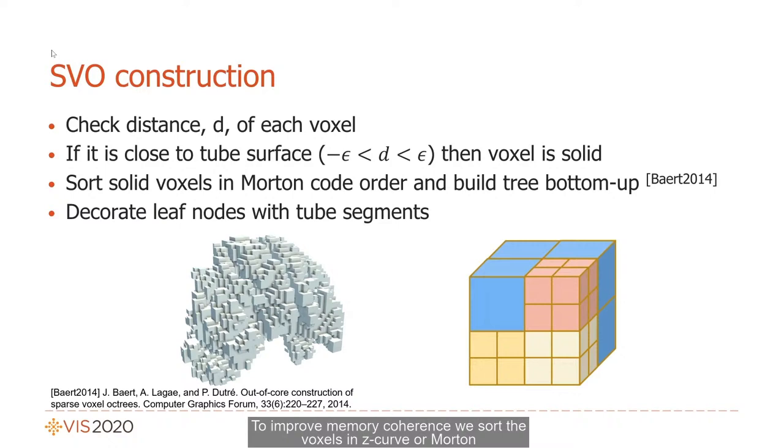To improve memory coherence, we sort the voxels in Z-curve or Morton code order and build the tree in a bottom-up fashion. We decorate leaf nodes with references to the tubes which intersect the voxel. To give the tree structure a regular layout in memory, we fix the maximum number of tube segments a leaf node can reference. We used a maximum of 4 tube segments per voxel.